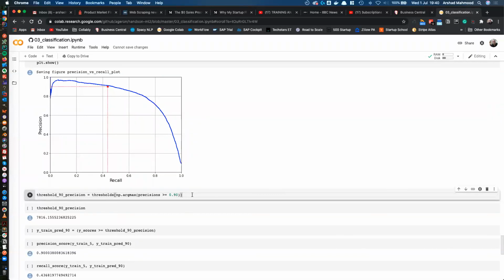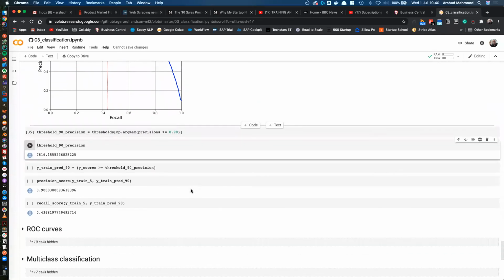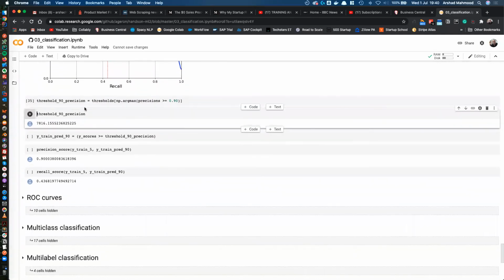Probably, yeah, we didn't put the seed, so maybe the data was shuffled differently when we downloaded it. Almost likely, yeah. But it's interesting that there were 70,000 images, so I wouldn't have expected it to be that huge a difference. There's a lot of data, so whatever the overall results were should have been roughly similar. So 90% precision gives us a threshold of 7,800.